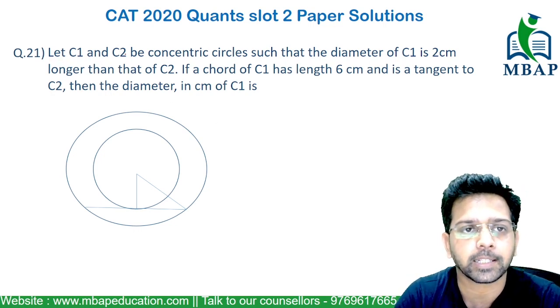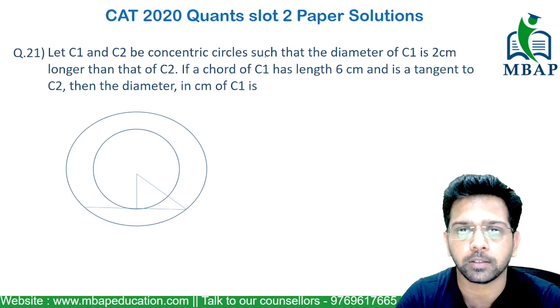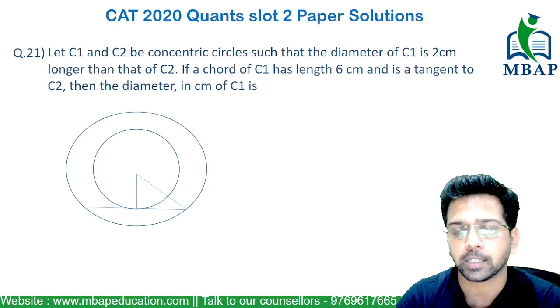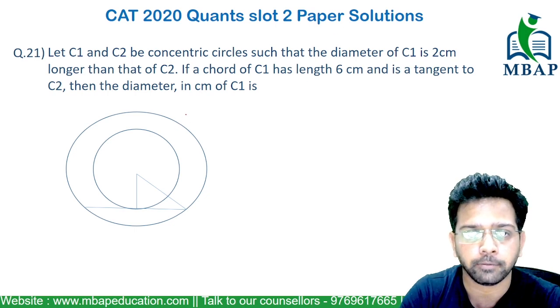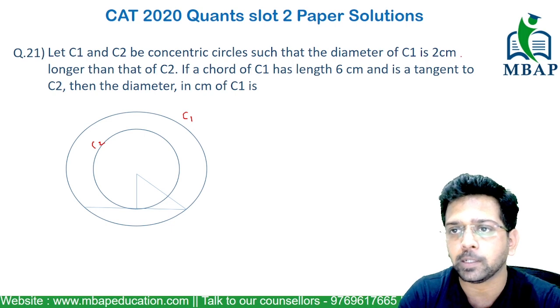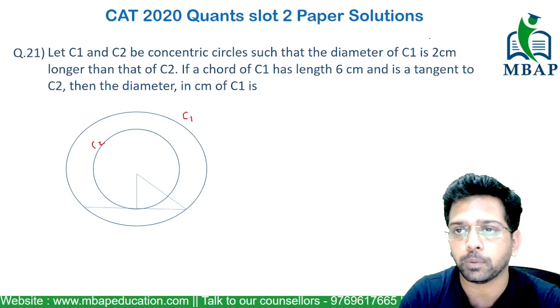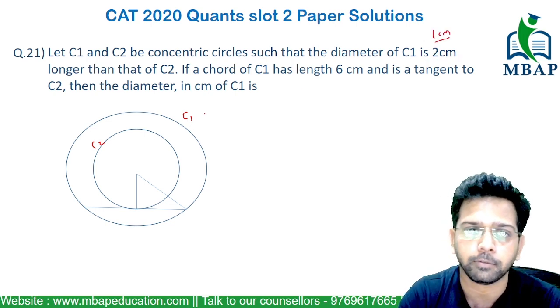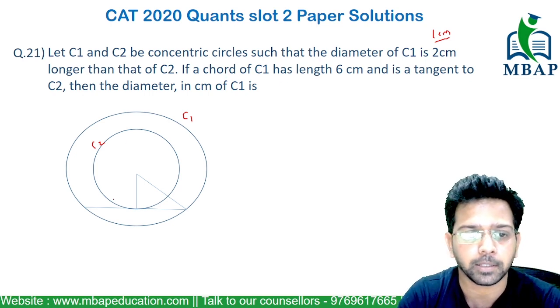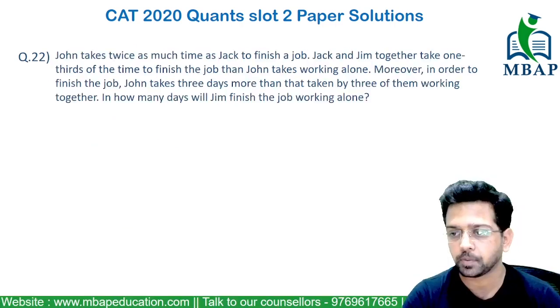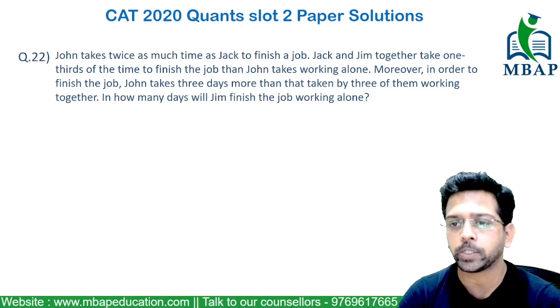The question says, let C1 and C2 be the concentric circles, as what you can see in the figure, such that the diameter of C1 is 2 centimeter longer than that of C2. So this is C1 and this is C2. If the diameter is 2 centimeter longer, then the radius will basically be 1 centimeter longer to that of C2. A chord of C1 has a length of 6 centimeter. This is the chord that we have, which you have in the diagram, is 6 centimeter. Let's take the next question which came on time and work.